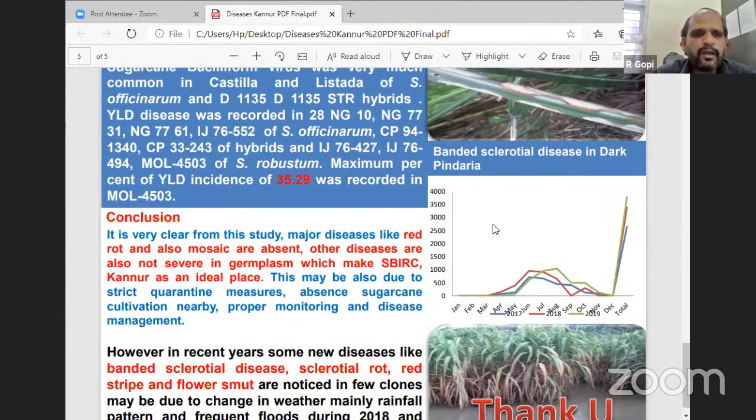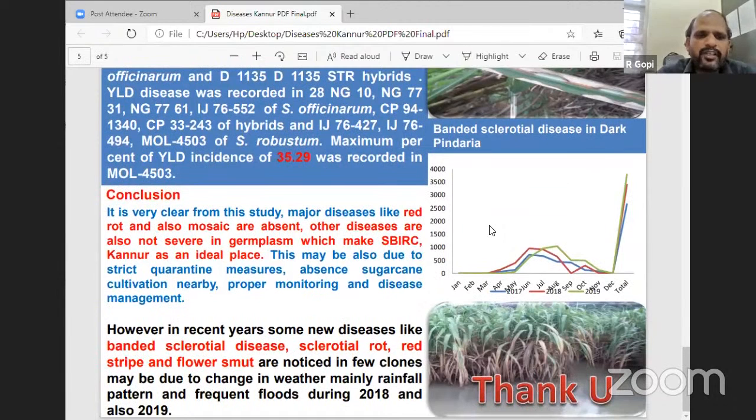Coming to the conclusion, it is very clear from the study that major diseases like red rot and mosaic are absent. Other diseases are also not severe in germplasm, which makes SPRC Kannur an ideal place for conservation of sugarcane germplasm. This may also be due to the strict quarantine measures we follow, absence of sugarcane cultivation nearby, proper monitoring and disease management.